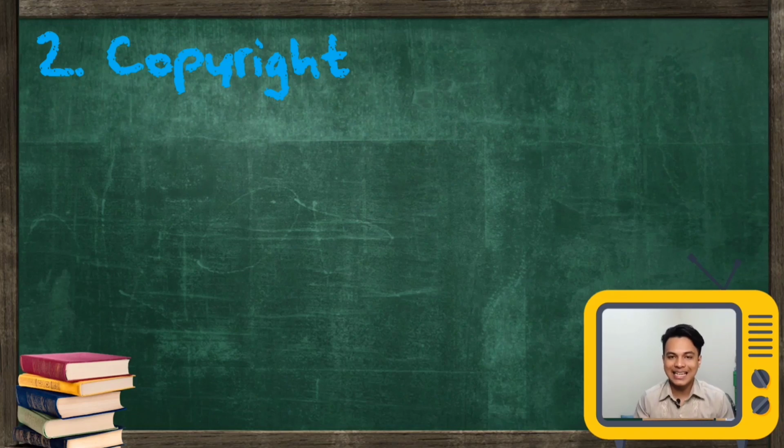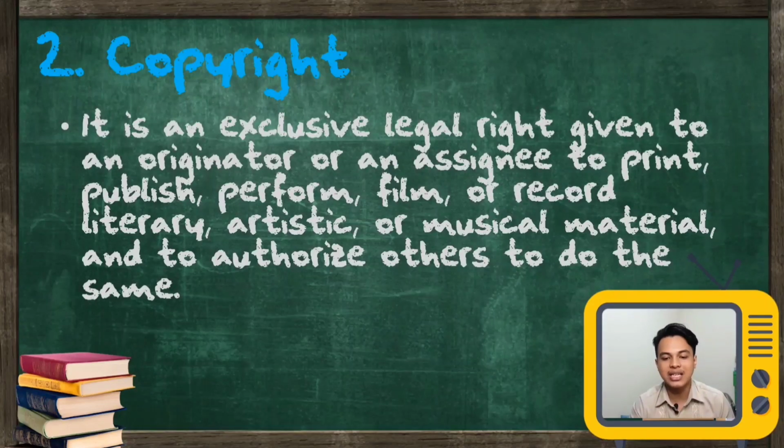So next is copyright. So it is an exclusive legal right given to an originator or an assignee to print, publish, perform, film, or record literary, artistic, or musical material, and to authorize others to do the same.